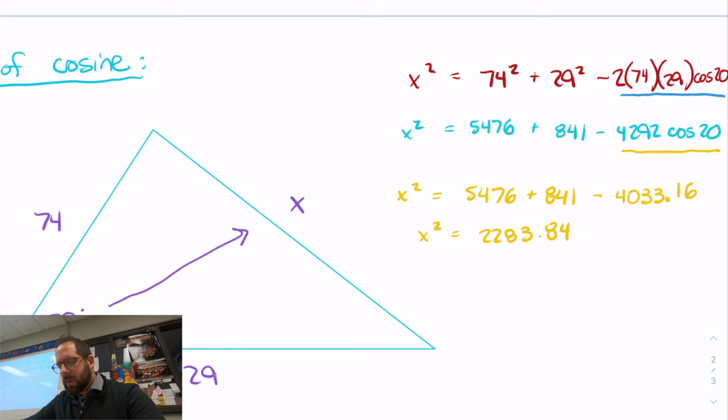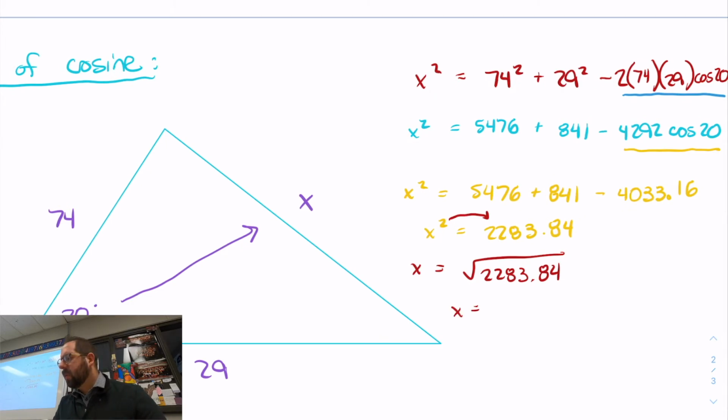Square root. So if I take the square root to the other side of 2,283.84, this is where you just type it in the calculator. I'm not going to have you simplify that or break it down. Just type it in, give me the decimal, 1 or 2 decimal places. So the square root of 2,283.84 is roughly about 47.8.